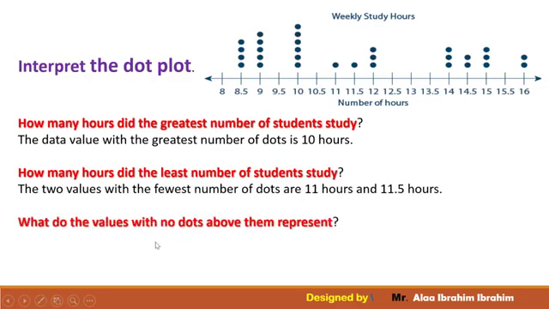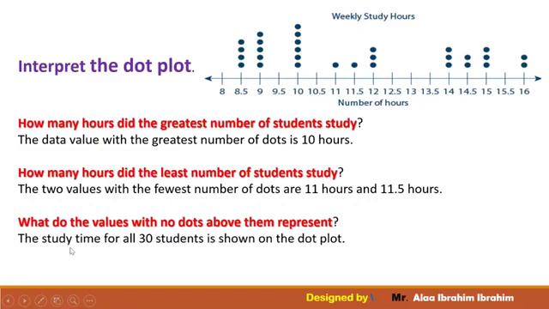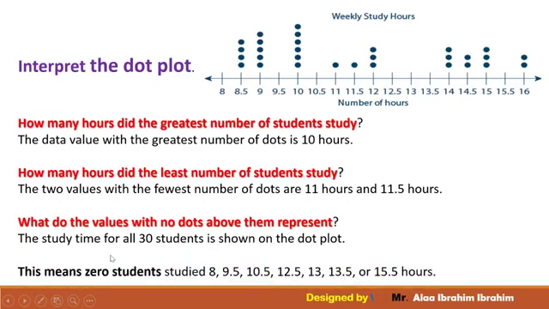Now we're going to the last one. What do the values with no dots above them represent? No dots means we have 9.5, 10.5, 12.5. The study time for all 30 students is shown on the dot plot. These are the dots. But the others mean no students studied at this time. So no dots means 0 students.